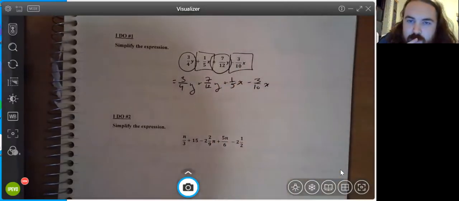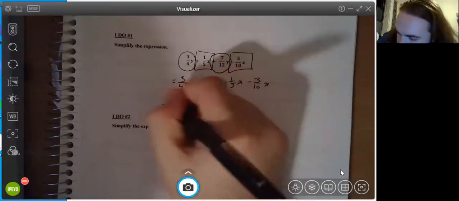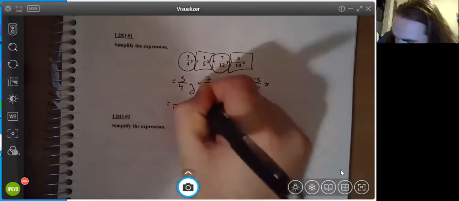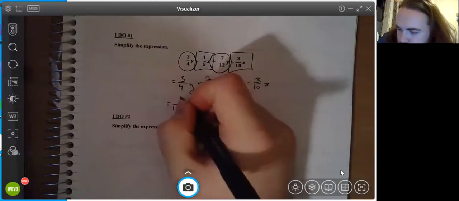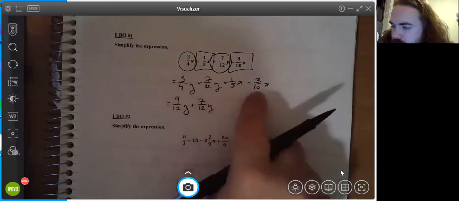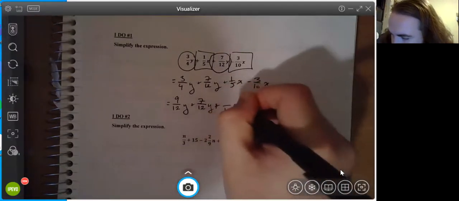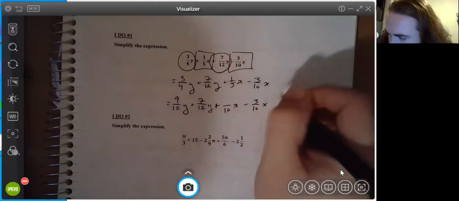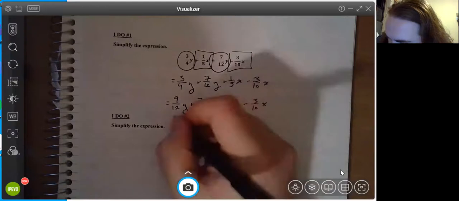Now that I put my like terms next to each other, I need to find a common denominator if I can add and subtract my fractions. 4 and 12, well, the common denominator would just be 12. So 7/12 y can just stay the same. What I get from 4 to 12 is times 3. 3 times 3 is 9. 3/4 y is 9/12 y. Now 5 and 10, oh, that can just be 10. Okay, so 3/10 x can again stay the same. But how do I get from 5 to 10? Times 2. 1 times 2 is 2.